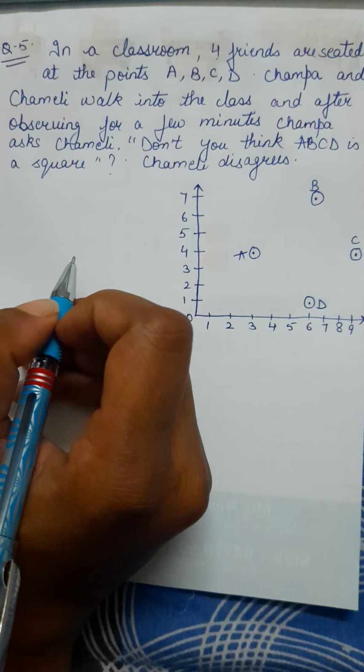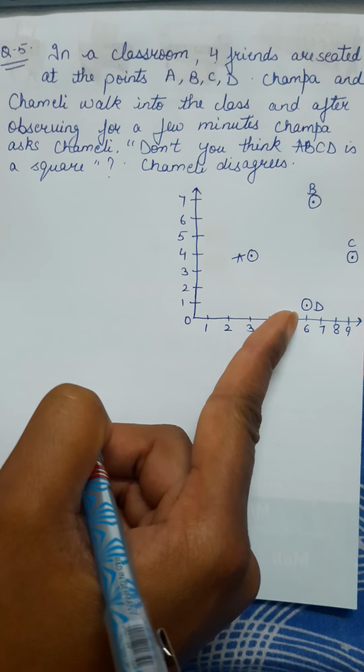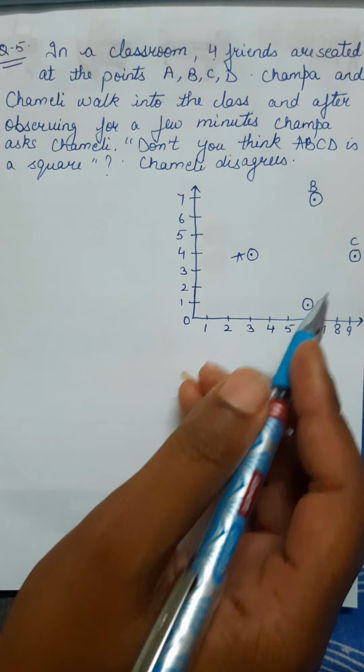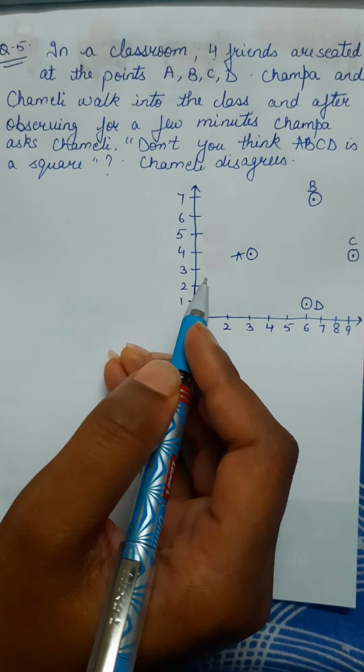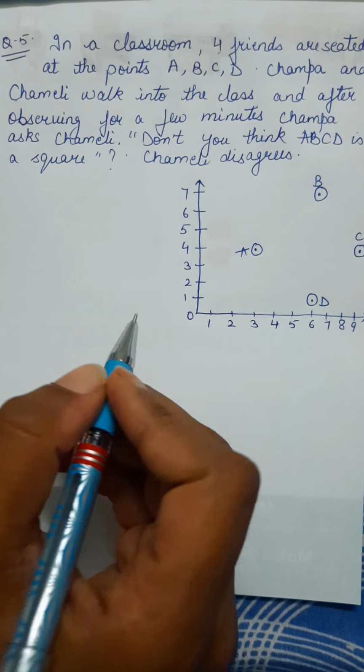तो हमें यहाँ पे भी ये वेरीफाई करना है कि देर आर 4 फ्रेंड, दैट इज ए बी सी एंड डी. चंपा चमेली से पूछती है, क्या तुम्हें नहीं लगता कि जो ए बी सी डी है वो स्क्वायर में बैठे हैं? तो चमेली कहती है नहीं. तो आपको ये वेरीफाई करना है कि वेदर दे आर सिटेड इन अ स्क्वायर और नॉट.